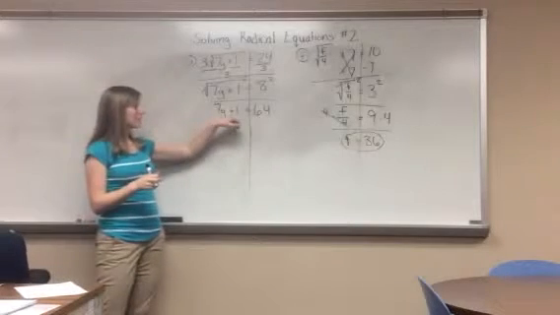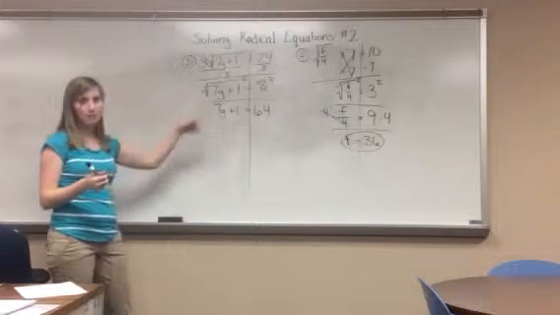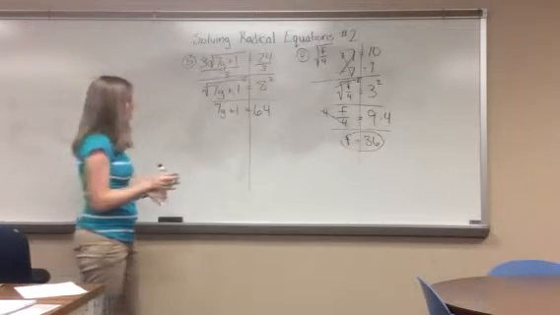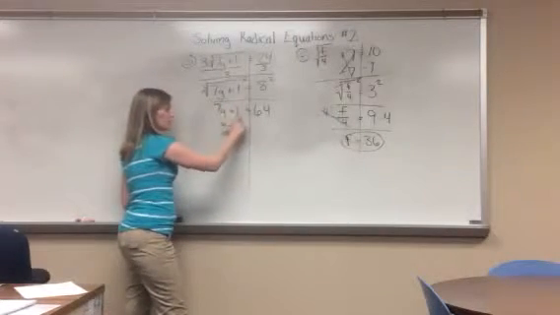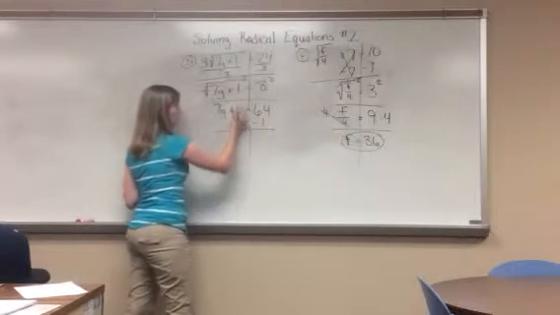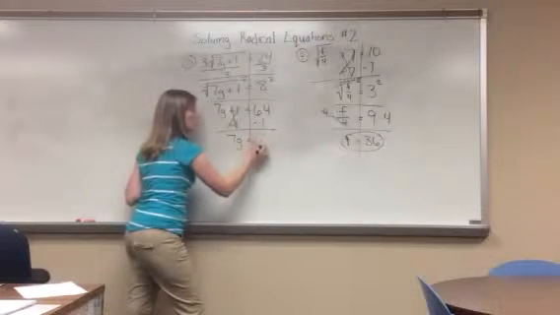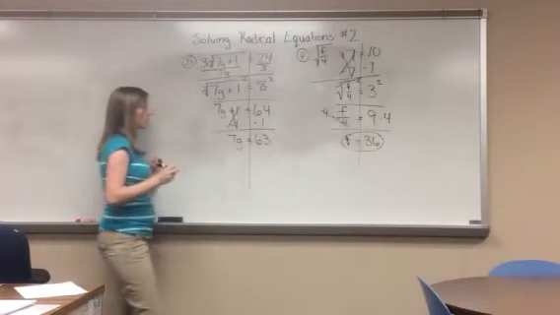Now I need to get rid of the 1. Remember, whatever's being added or subtracted gets canceled before what's being multiplied once the square root is gone. So the plus 1 needs to be canceled, which means we will subtract 1 on both sides. My 1's cancel out. I get 7g equals 63.